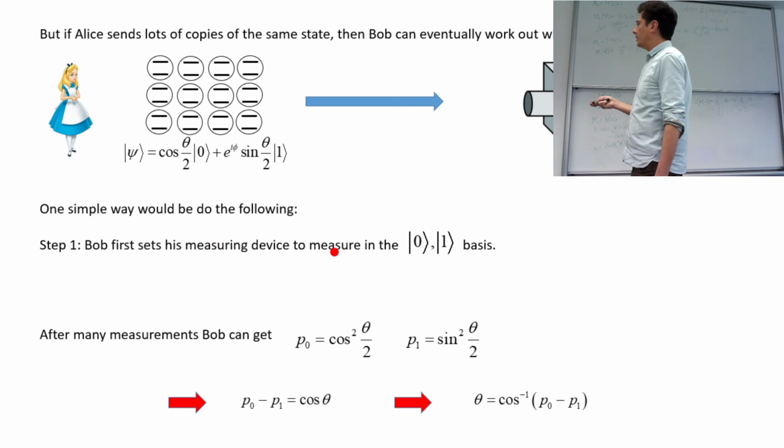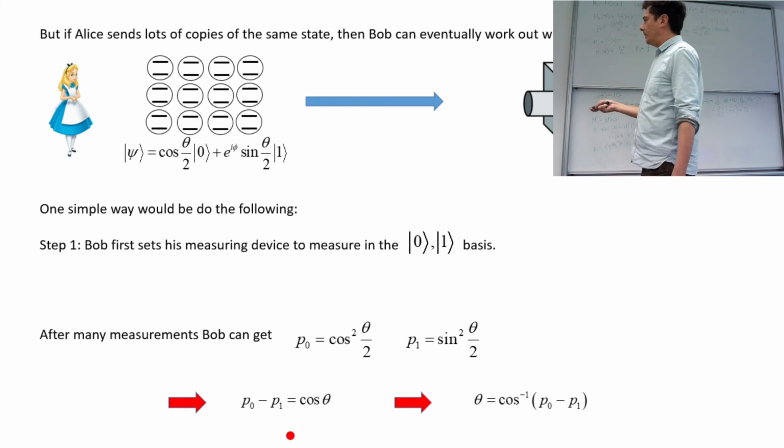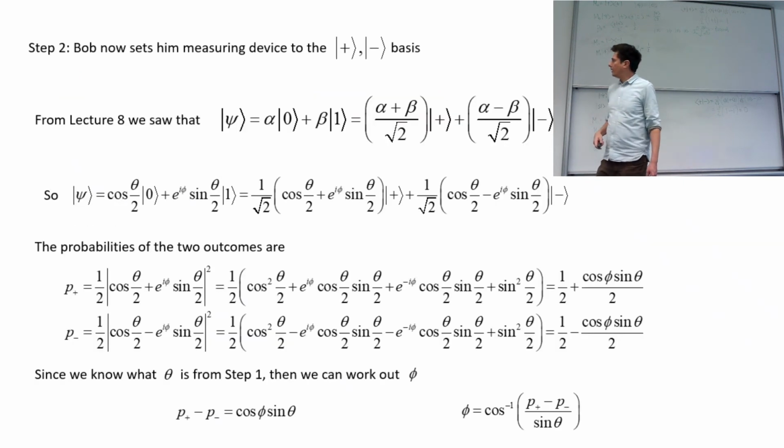Bob sets his measuring device to the 0-1 basis. Okay? And then he will repeat the measurement lots and lots of times, and then estimate these probabilities. Because in the 0-1 basis, it's just the modulus squared of these amplitudes, the probabilities that he'll get are cosine squared theta over 2 and sine squared theta over 2. To work out what the angle is, one simple way is to take the difference between these numbers, which gives cosine of theta, and then take the arccosine, and then you've got the angle. So now you've got theta, but we need phi. How do you get phi?